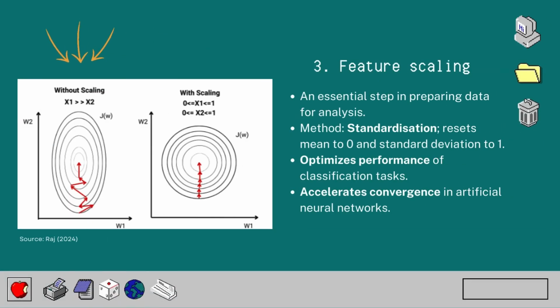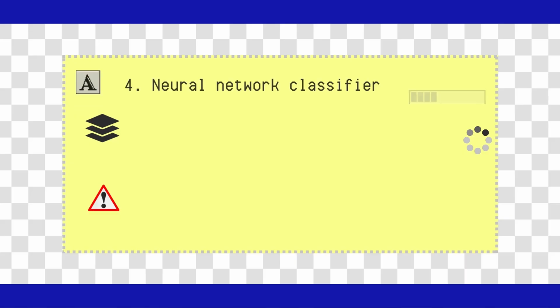Feature scaling is crucial for data preparation. In the left image here, without scaling, feature x1 is much greater than x2. This causes elongated contours and a zigzagging optimization path, leading to slower convergence. On the right, scaling is applied, standardizing features to have a mean of 0 and a standard deviation of 1. This creates circular contours and a direct optimization path, improving convergence speed.